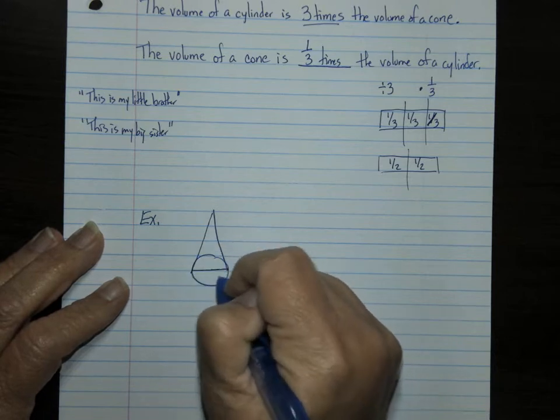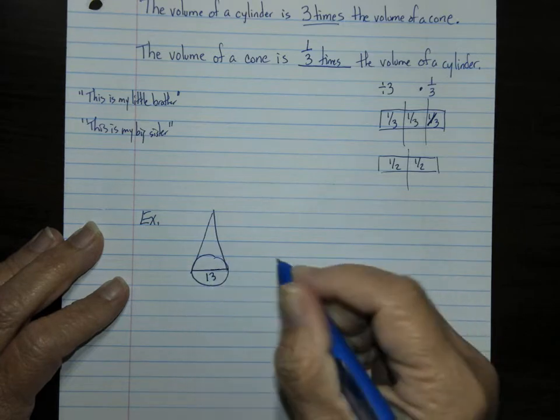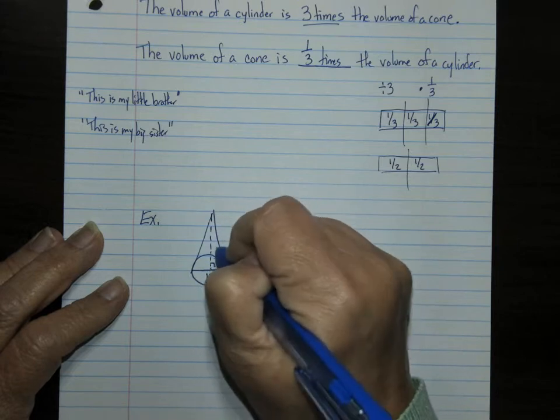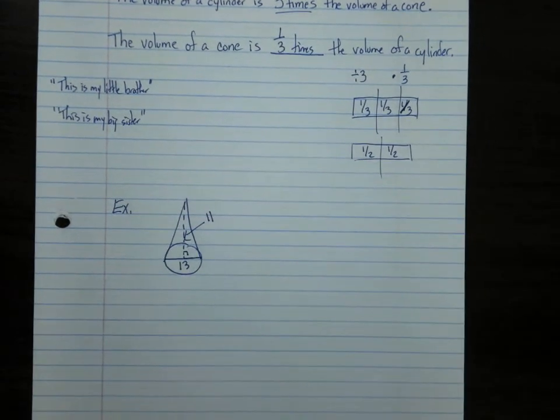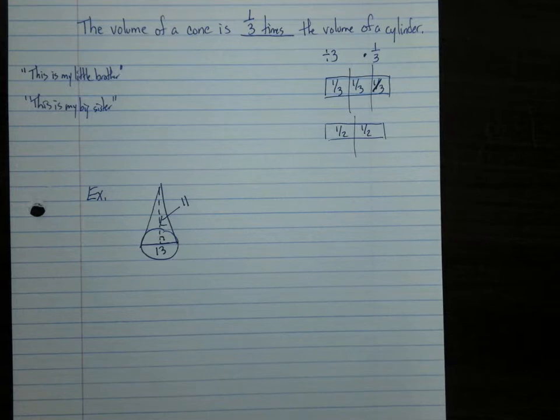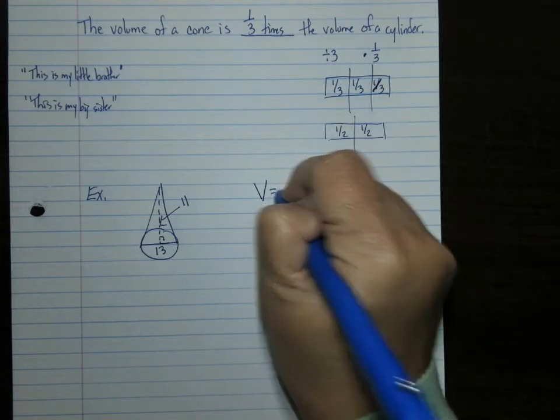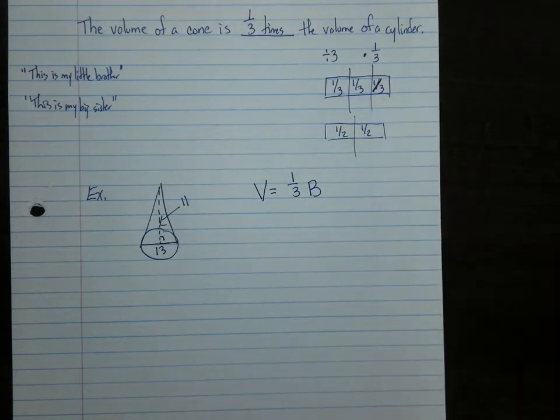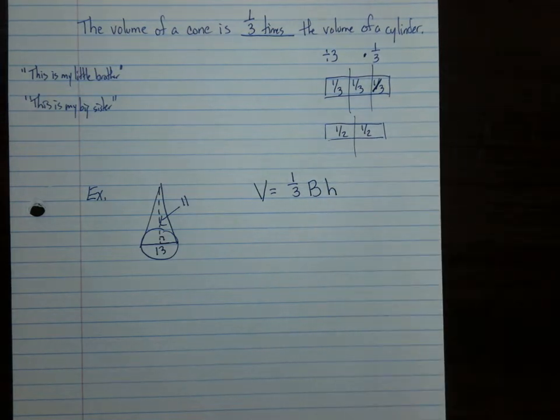Let's make it a little more interesting. Alright, so there's my cone. So my formula is going to say volume equals 1/3 area of the base, capital B for area of the base, times height of the cone.